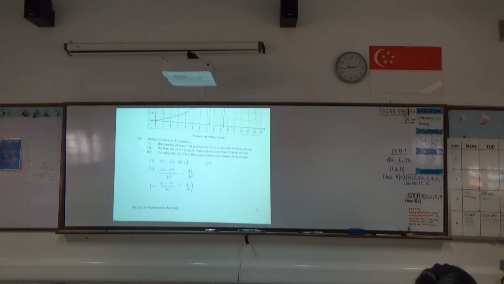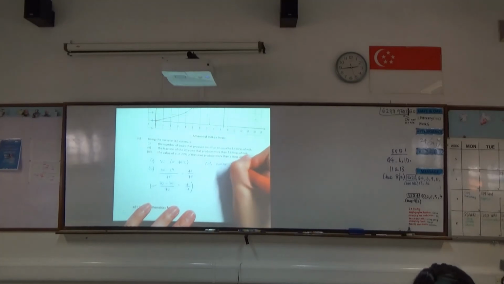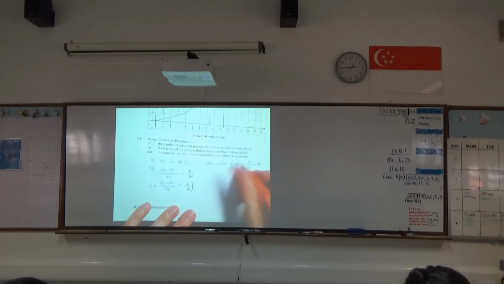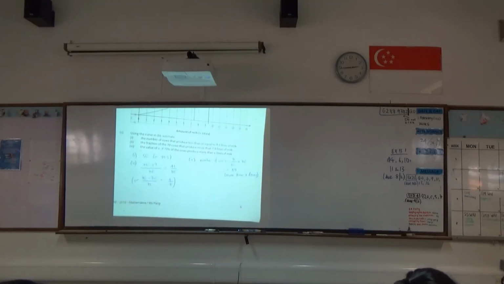Part 3, find the value of x if 70% of the cows produce more than x liters of milk. So we find the number of cows first, which is 70 over 100 times 70. That's 49. Those produce more than x liters. So what is the value of x?